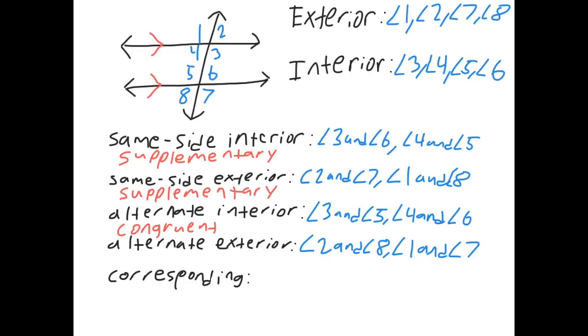And just like the same side ones were supplementary, the alternates are congruent. So the alternate exterior angles are also congruent. So angle 2 is congruent to angle 8, and angle 1 is congruent to angle 7.